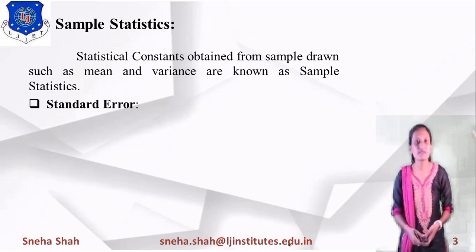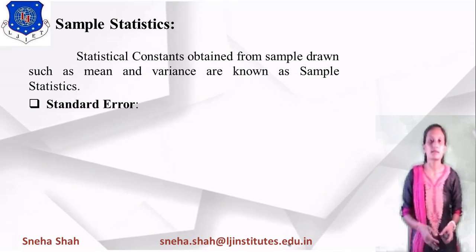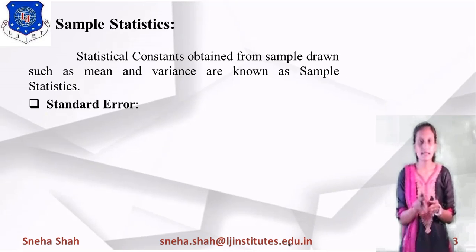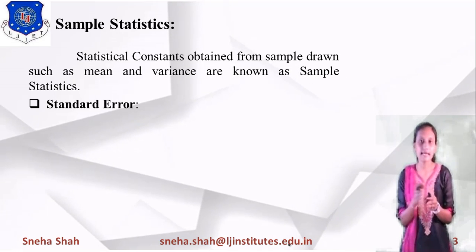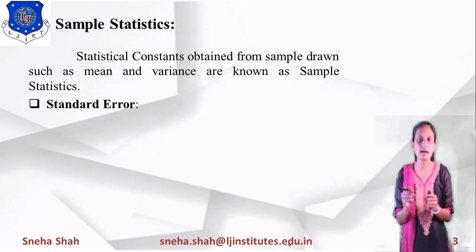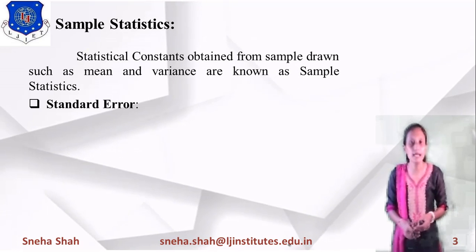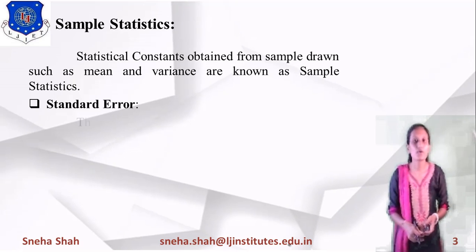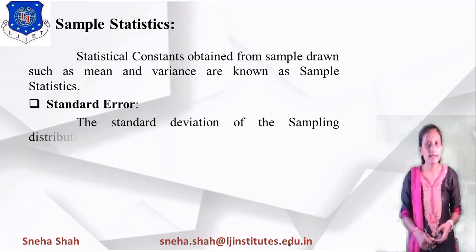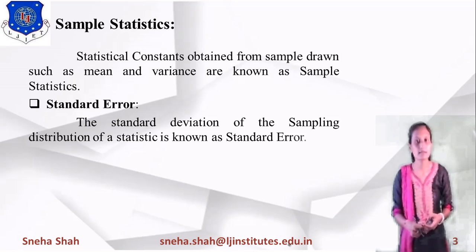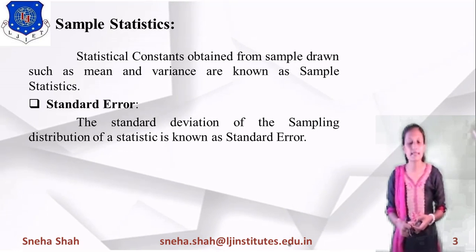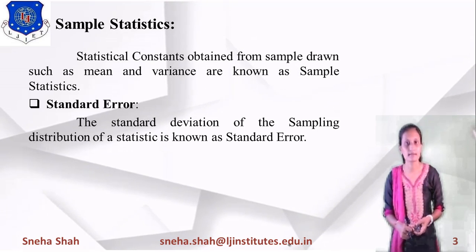Now the next definition is standard error. Suppose we are taking some particular standard, and based on this we check the variance of it, meaning how much it will deviate from the standard value, then it will be defined by standard error. So what is standard error? The standard deviation of the sampling distribution of a statistic is known as standard error.